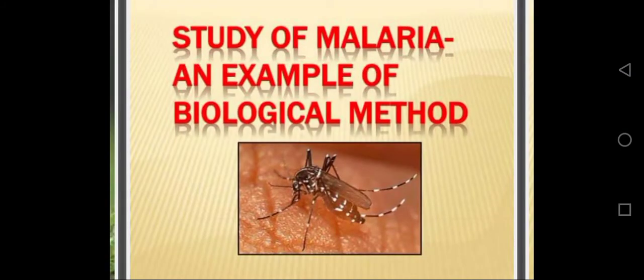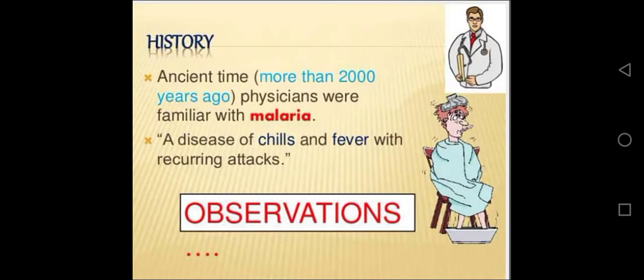Okay, right now we will start the biological method with the example of malaria. Malaria, okay. So, what is the history behind it? The history is that many people were killed by malaria.